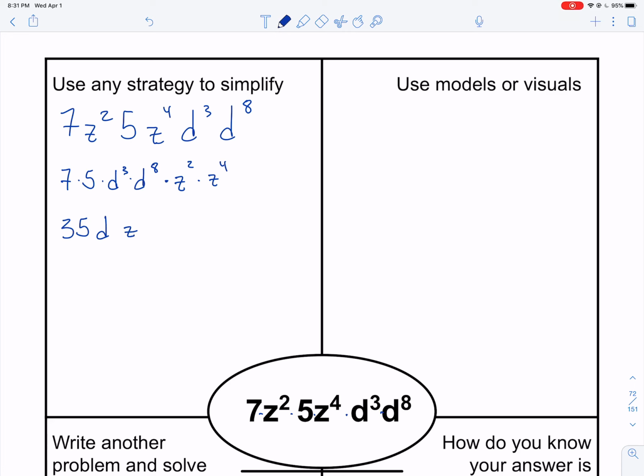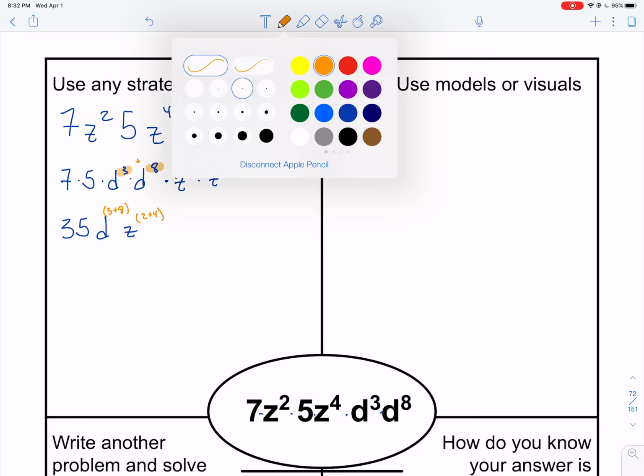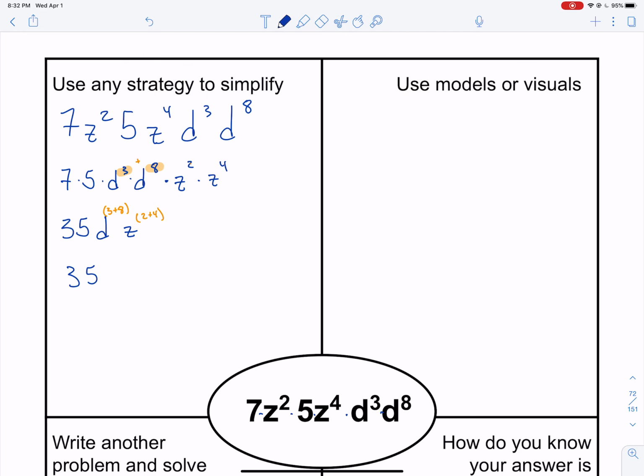Okay, so we are multiplying powers. Do you remember what we do with the exponents? Multiplying powers, we add the exponents, so 3 plus 8. Okay, I'm just going to leave it like that for now. All right, and then for z, we have 2 and 4, so 2 plus 4. Okay, so let's just finally simplify this. 35, d to the 11th, z to the 6th. And that's it. That's simplified, and we're done.